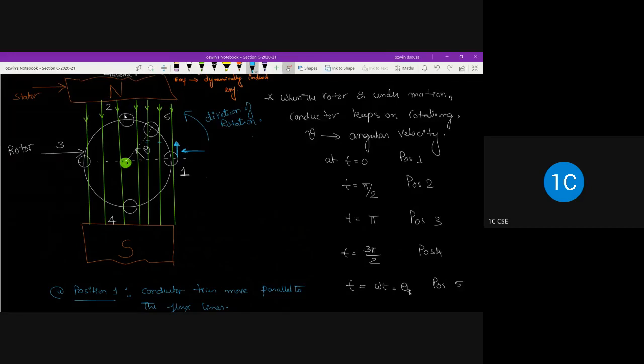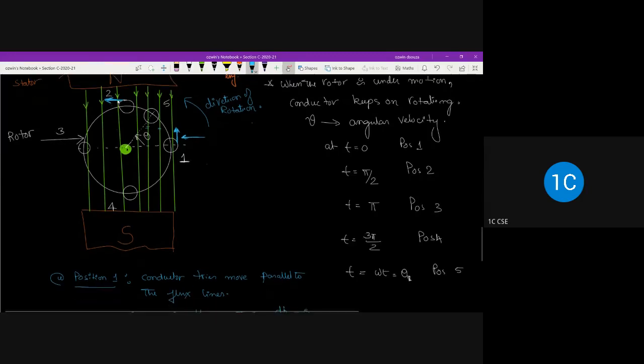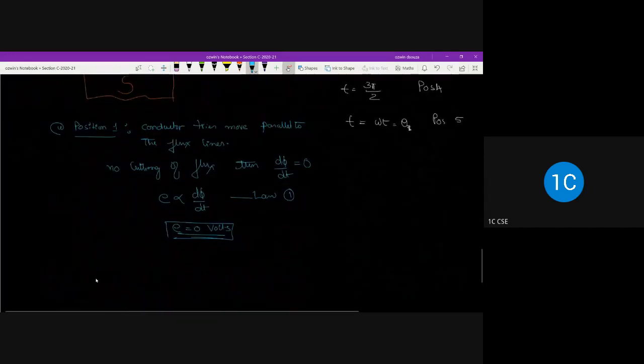On the other hand, when the conductor occupies position 2, the tendency of movement is leftward. In position 2, the conductor tends to move in what direction? Again leftward only, because we have considered the anti-clockwise direction. But the movement is perpendicular to the flux lines.